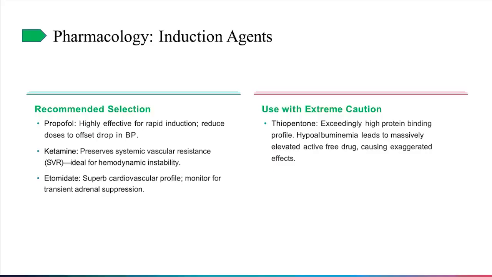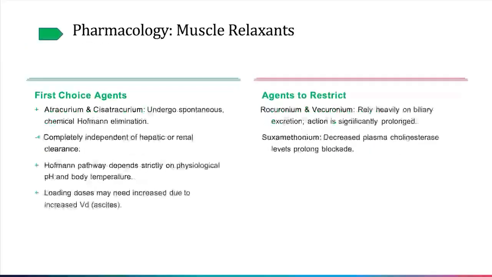Etomidate again can be used, which will preserve cardiovascular stability during induction, but even a single dose can cause significant adrenal suppression. So these patients already have adrenal suppression, so you have to be cautious when you use etomidate. And thiopentone is not really recommended because it's highly protein bound. In hypoalbuminemia, the free drug fraction will be increased, causing exaggerated effects.